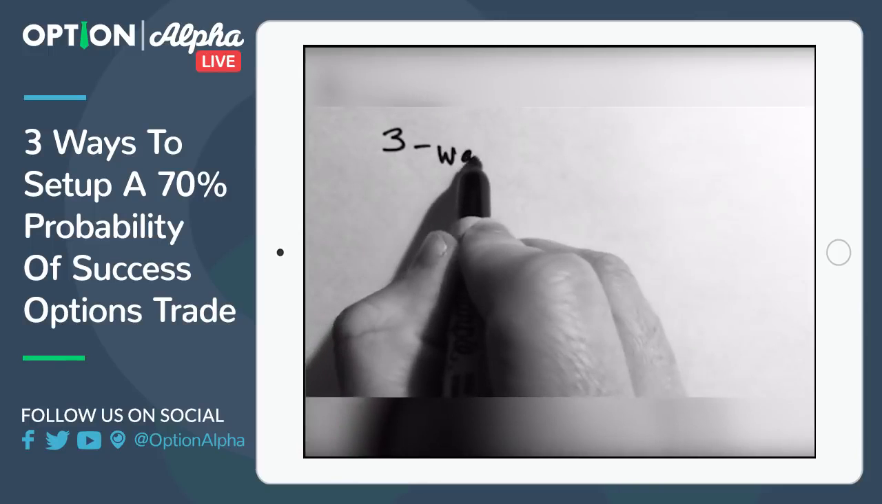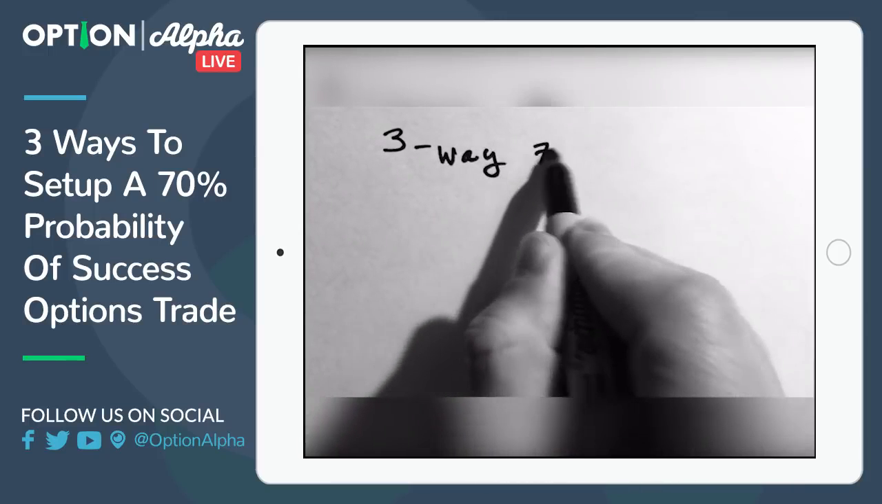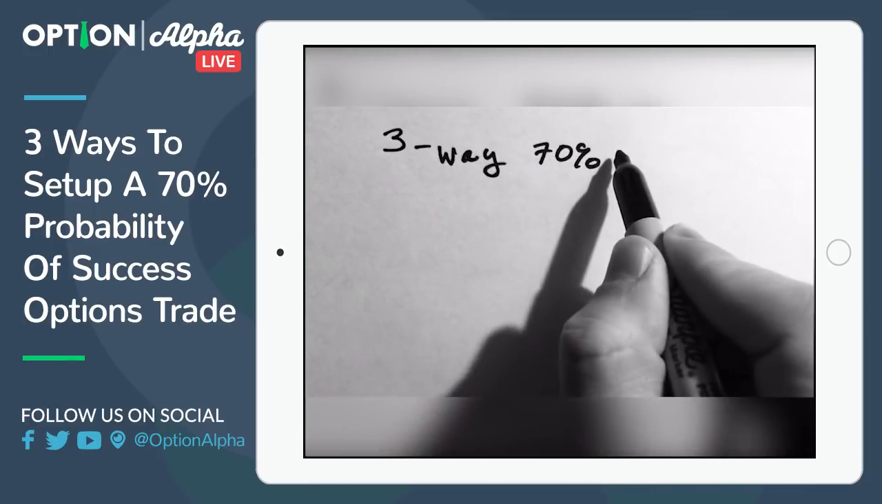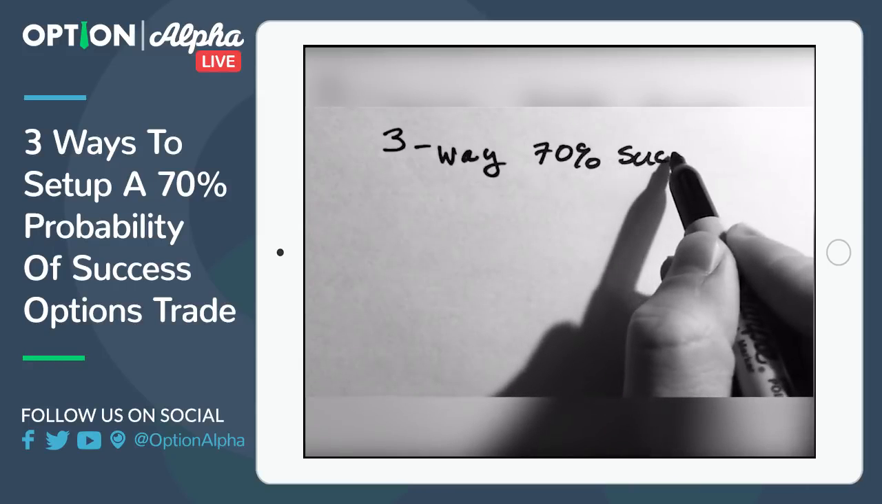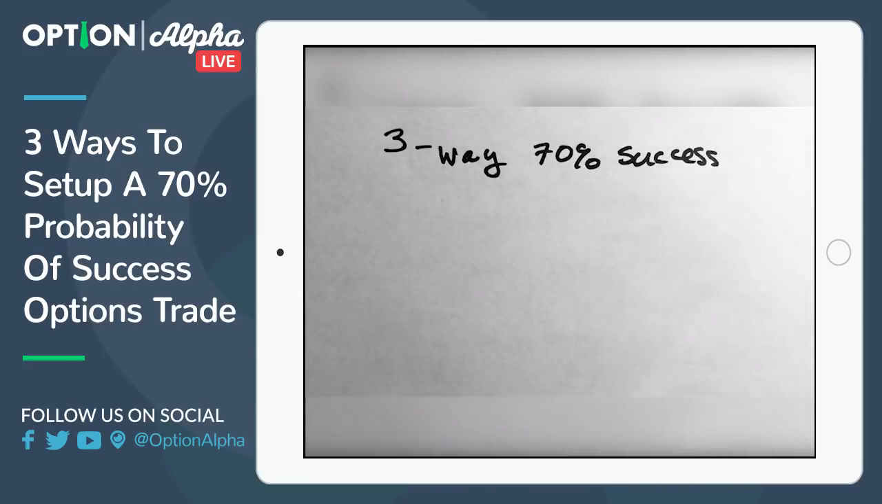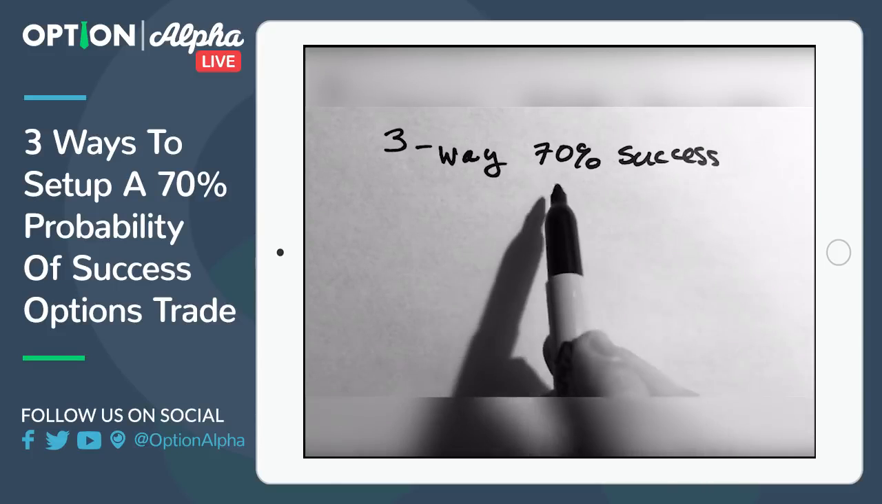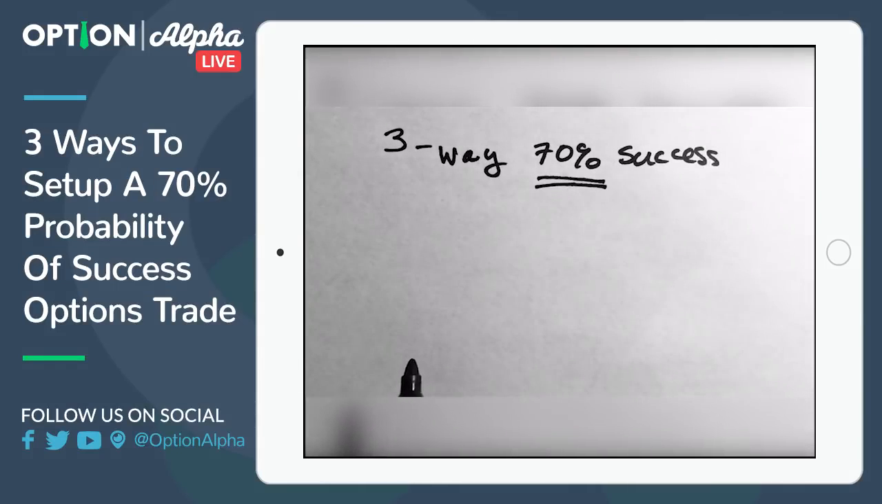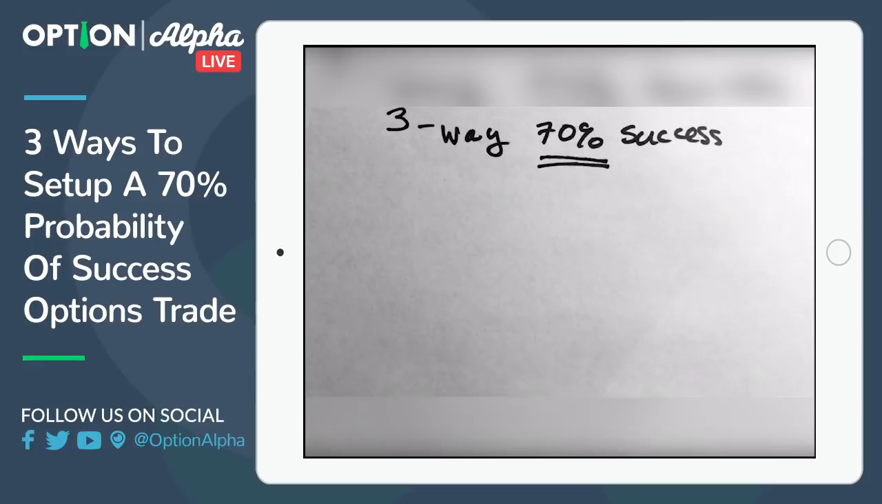3 ways that you can build a 70% probability of success trade. The whole idea here is that we're trying to build trades that have directional assumptions in any of 3 directions, meaning bullish, bearish, or neutral, but also have a really high probability of success. And this is actually a lot easier to do than people think. People overcomplicate this all the time. So here's how you basically do it, right?